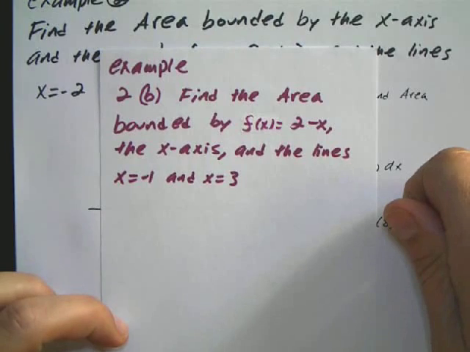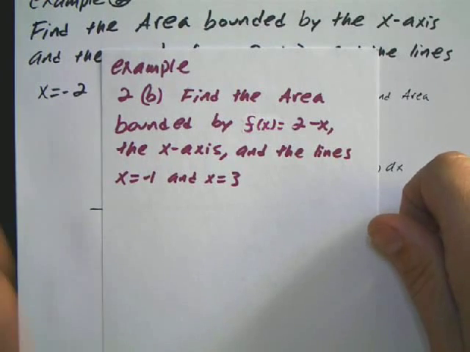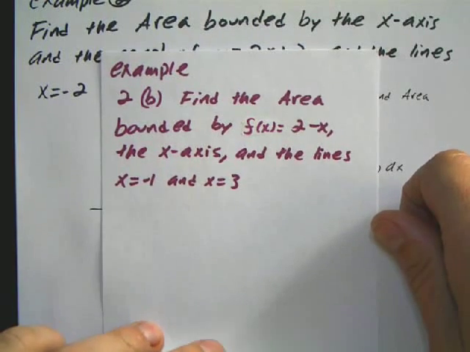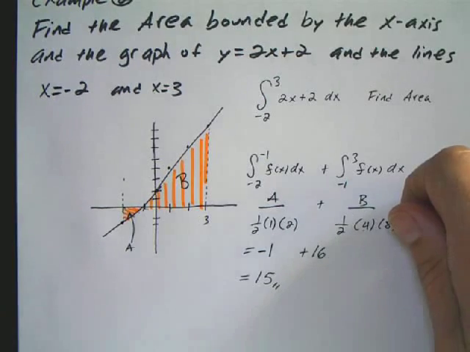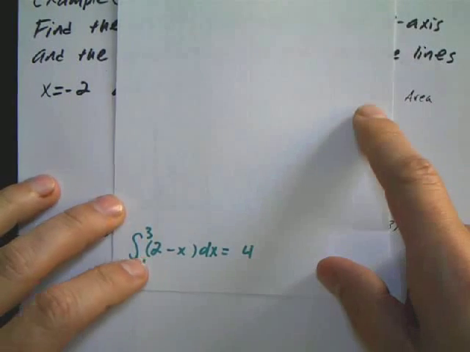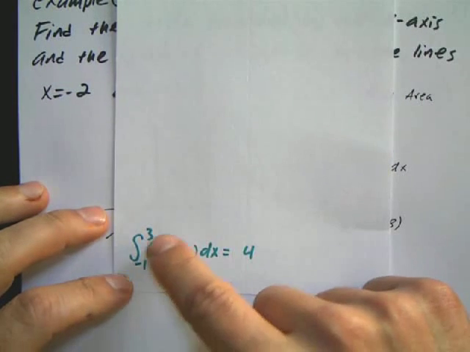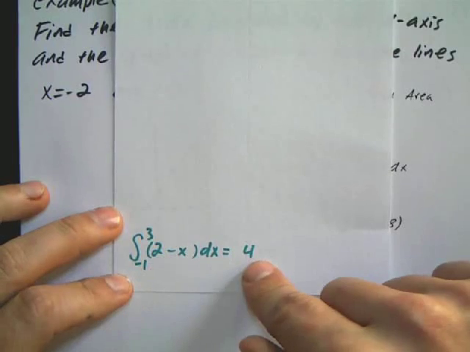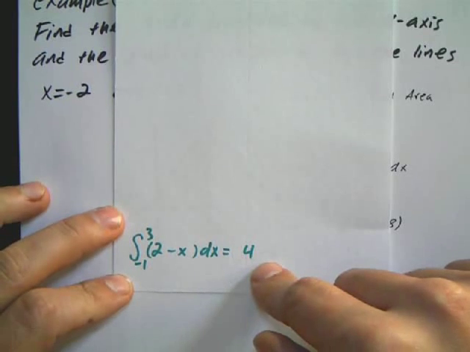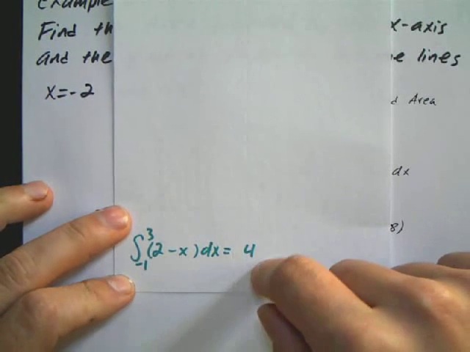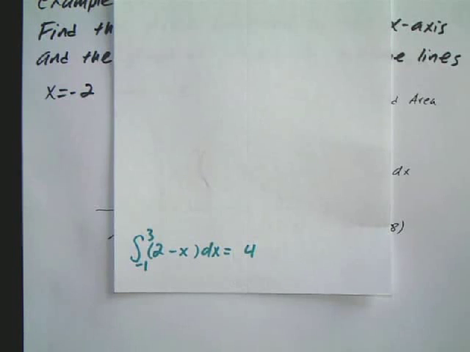Alright, at this point you should have tried the problem and sketched it out, and then I'll flip over to reveal the answer. So you should have got the integral from negative 1 to 3, and the integral should have come out to be 4. I can go over this example with you tomorrow on how to sketch it and how to solve it if you got the incorrect answer. And that's it for this video.